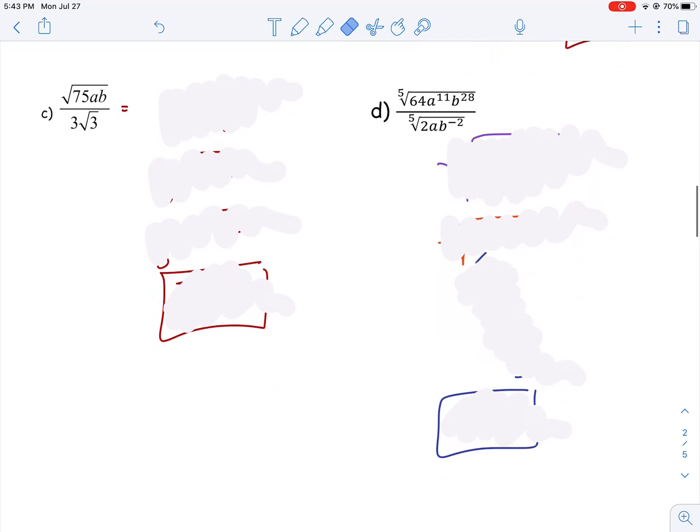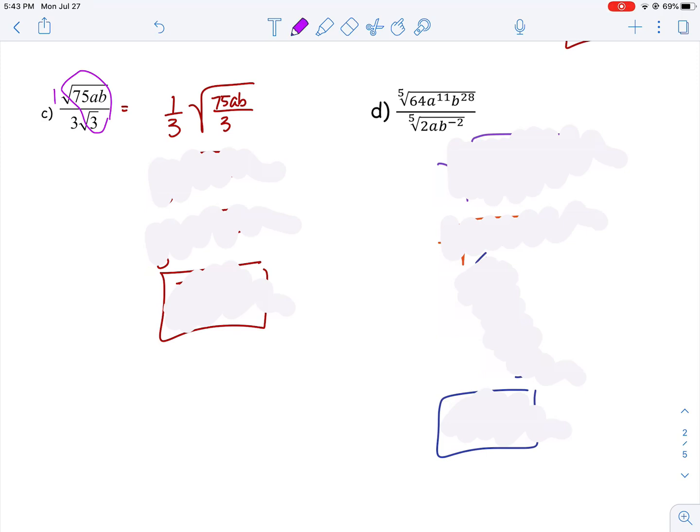Let's do 2 more. Look at c. I have the square root of 75ab over 3 times the square root of 3. You notice that these are both underneath the same radical. Now there's a 3 on the bottom there, or can I say a 1 over 3? That's on the outside, a 1/3. And then I'm going to take those radicals and combine them into 1 because they're underneath the same radical. So instead of the original problem, I'm going to say that I really have a 1/3 times the square root of 75ab over 3.